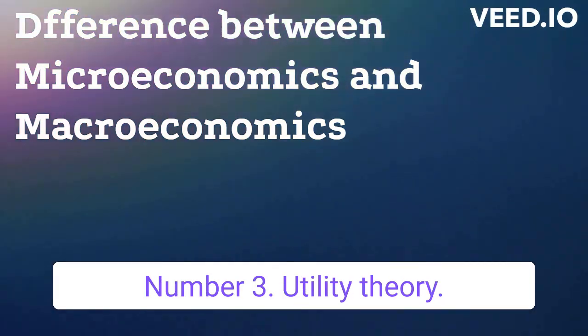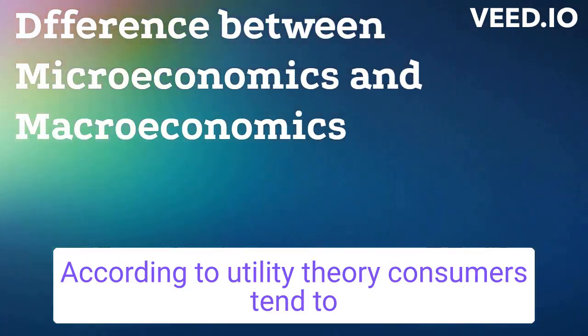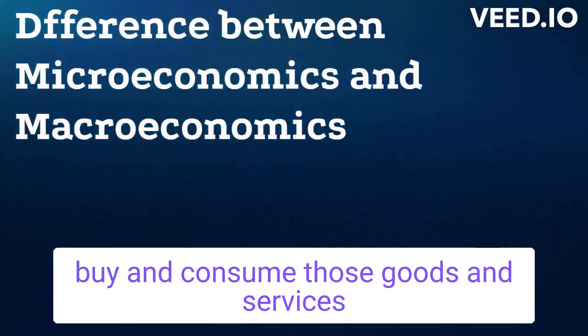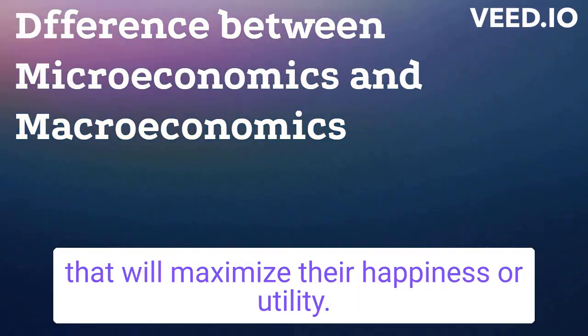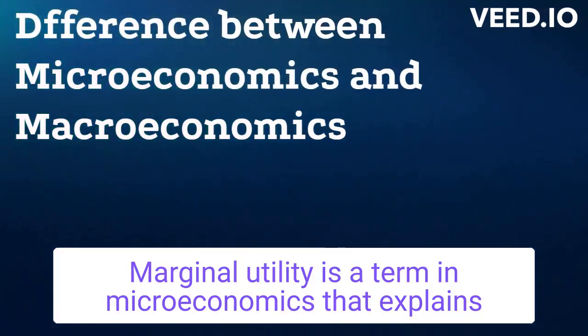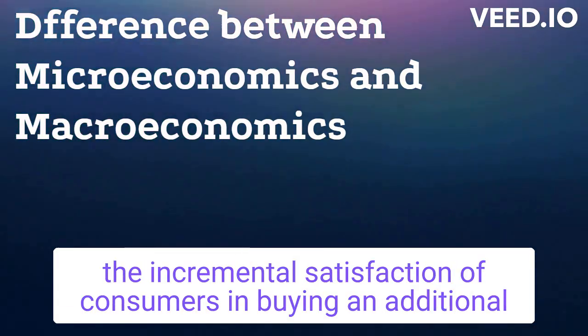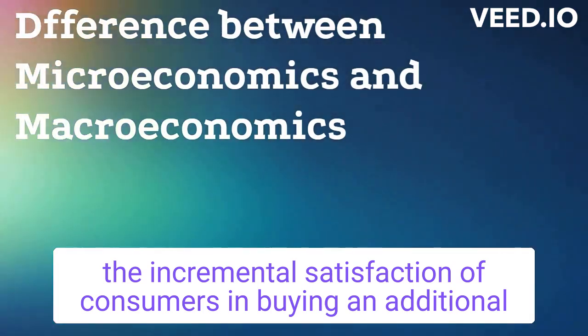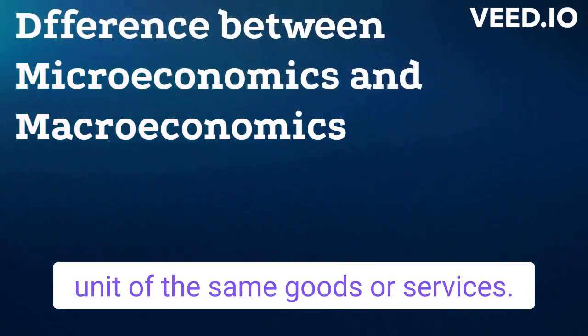Number 3. Utility theory. According to utility theory, consumers tend to buy and consume those goods and services that will maximize their happiness or utility. Marginal utility is a term in microeconomics that explains the incremental satisfaction of consumers in buying an additional unit of the same goods or services.